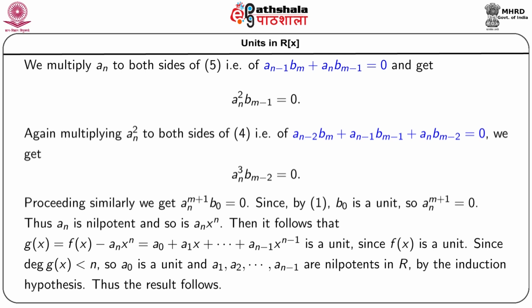Since f(x) is a unit and an x to the power n is nilpotent, the polynomial g(x) equal to f(x) minus an x to the power n is a unit. And since the degree of g(x) is less than n, by the induction hypothesis a0 is a unit and all other coefficients are nilpotent in R, and thus the result follows.